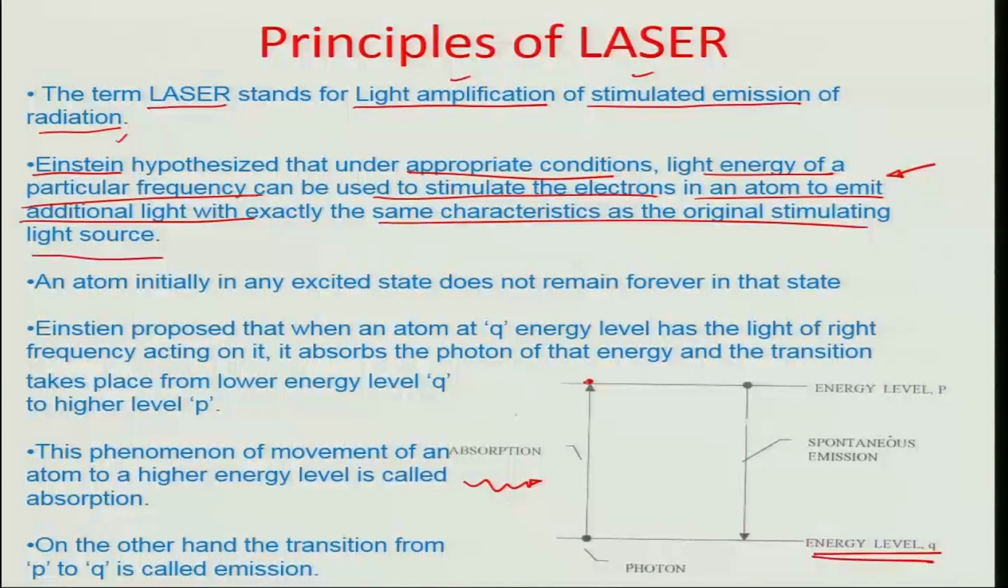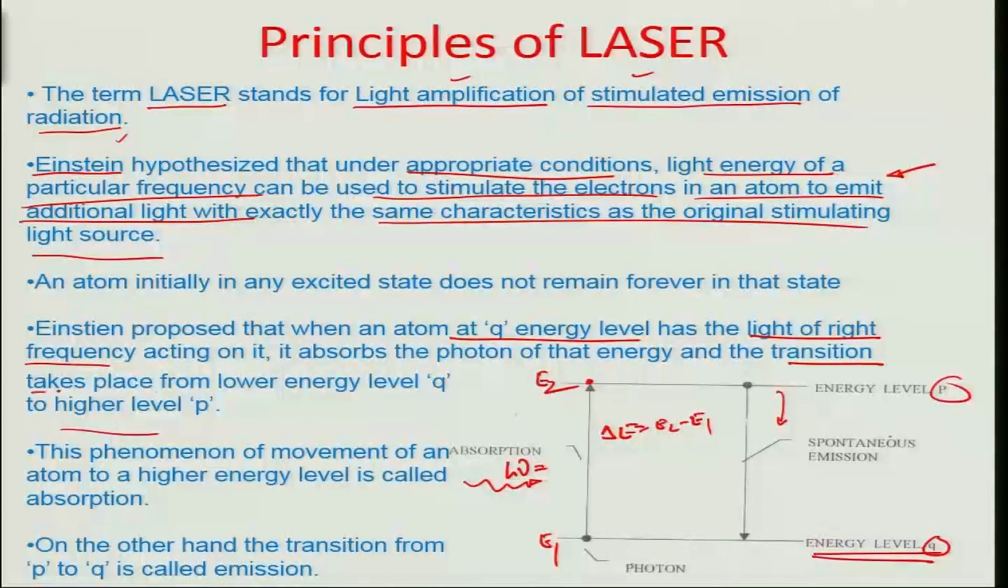The excited state is a short lasting state, it does not remain forever, and the electron will jump back again to its ground state. What Einstein proposed is that when an atom at Q energy level has light of the right frequency acting on it, where h nu is equal to delta E, the energy band gap difference between the E1 and E2 bands, so E2 minus E1, it absorbs this photon, and the electron makes a transition from a lower level Q to a higher level P. Based on this hypothesis, the whole lasing process is defined.